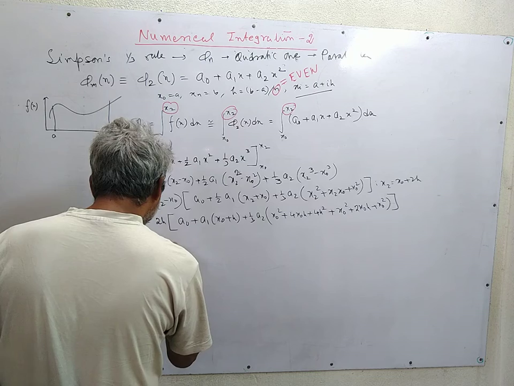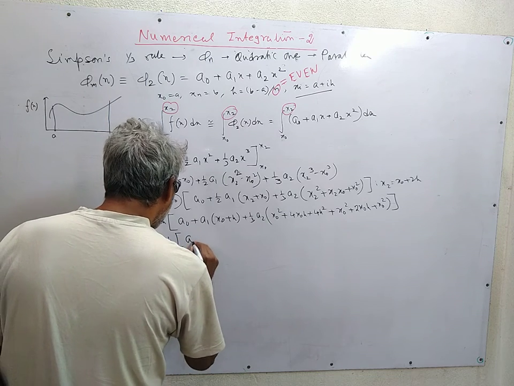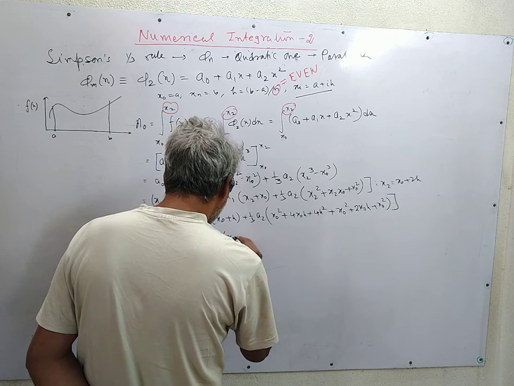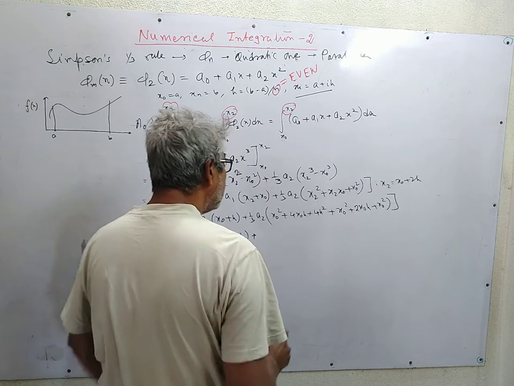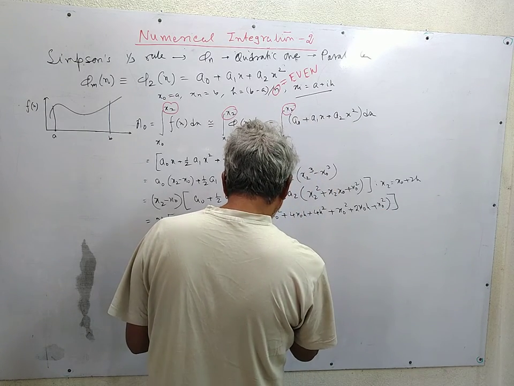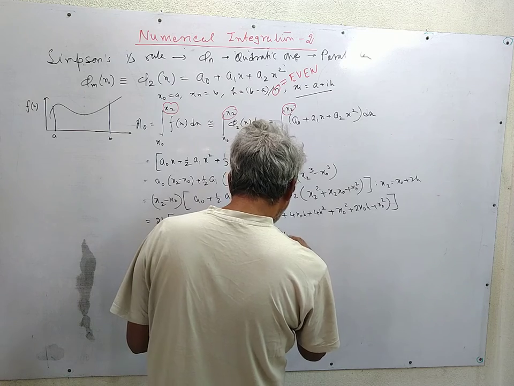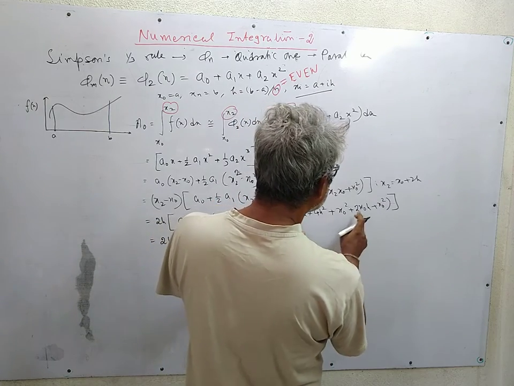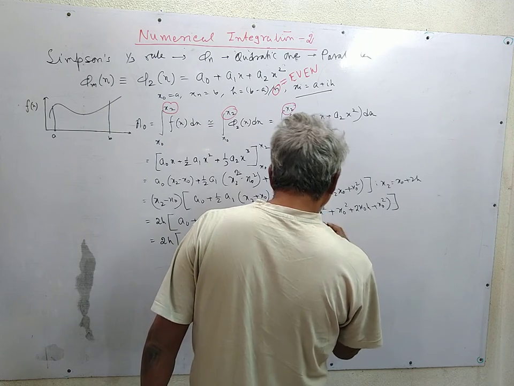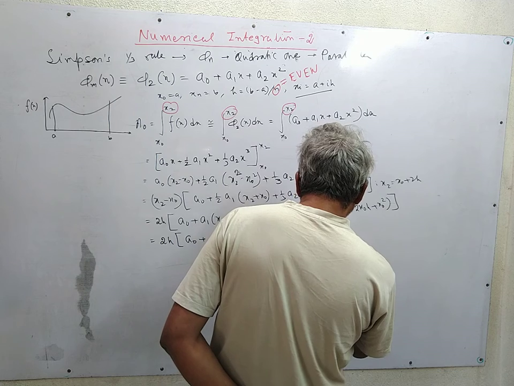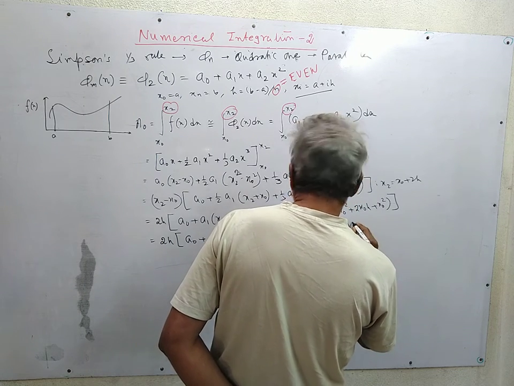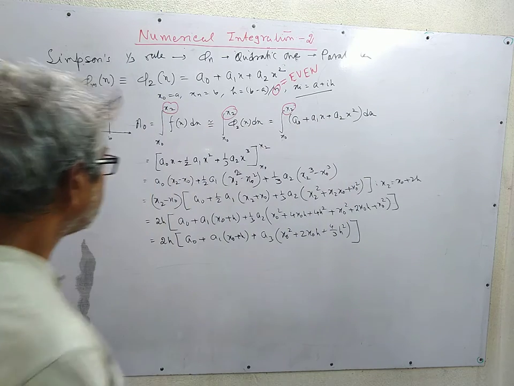So altogether this is 2h times a0 plus a1 (x0 plus h), and we have 3x0, so this is x0 square, 2 6, so 2 x0h, 4h square, 3 is taken common, so 4 by 3 h square as the result.